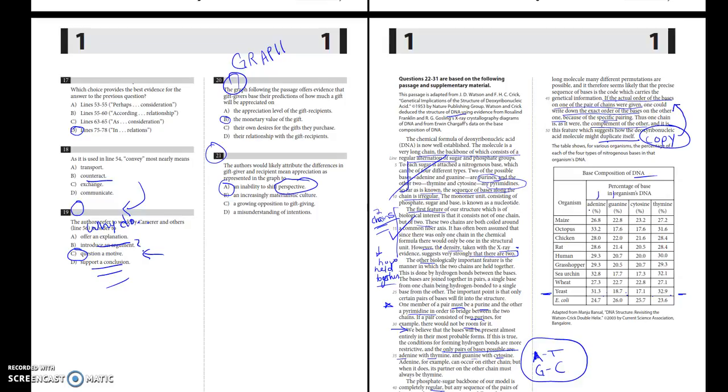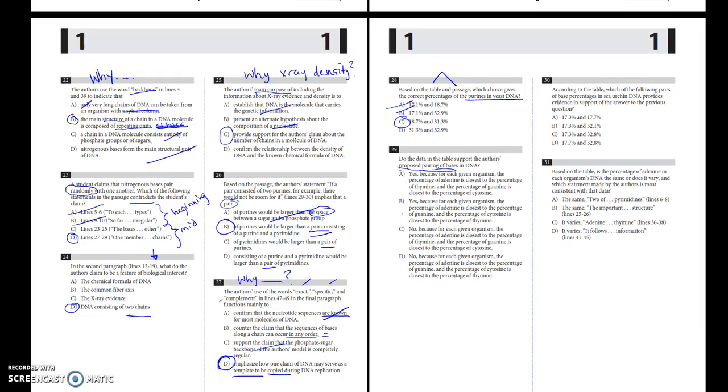So if I look at adenine and thymine, will the numbers be pretty much the same? 26.8, 27.2, close enough. 33, 31, 28, 24, 28, oh, I'm sorry, 28.0, 28.4, 28.6, 28.4. Yep, so far so good. So these two go together and these two go together. That has to be a yes. So we can get rid of the no, because it's definitely true. So here it says yes, because for each given organism, the percentage of adenine is closest to thymine. Yep, there's our answer. That's exactly what we discovered.